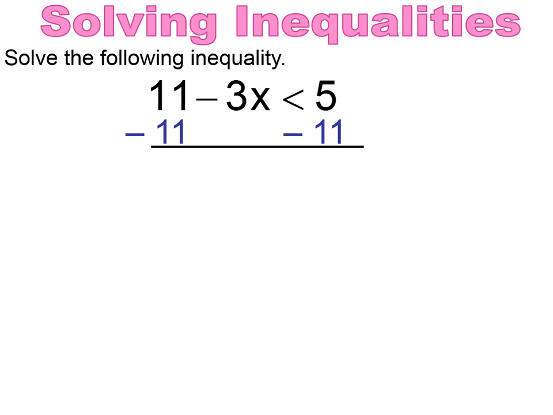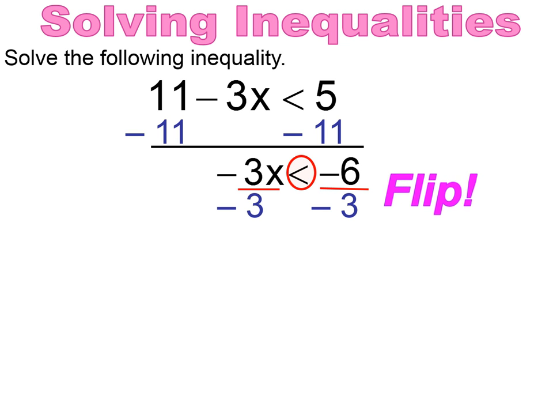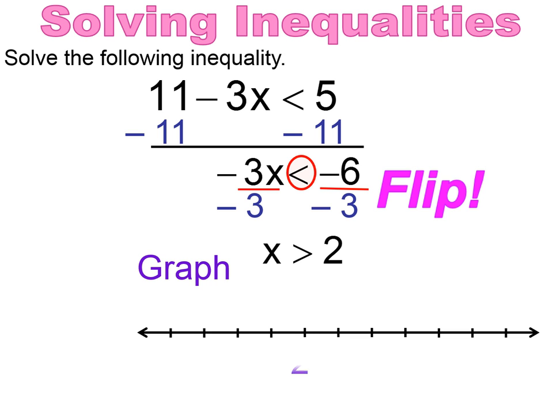First step, I'm going to subtract 11 from both sides. I'm left with negative 3 is less than a negative 6. I have to divide, and I'm dividing through by a negative, which means I need to flip that inequality symbol. Don't forget to think of that rule at the last step. I graph my solution. It's going to be an open circle, and I'm shading to the right.